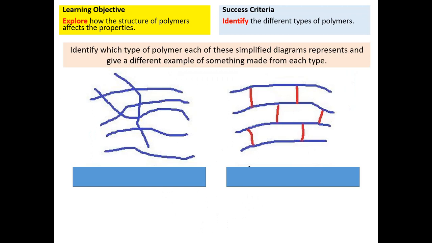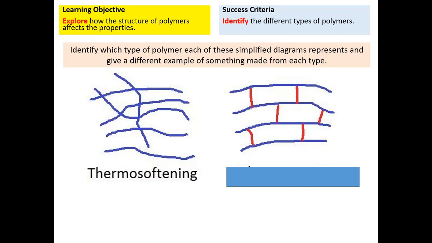Now, what I want you to do is think about these diagrams. These are very simplified versions of the other diagrams, and sometimes you just see each polymer drawn in this way. They're just drawn like long threads to represent the polymer chains. Some are attached, some aren't. So what I want you to do is copy the diagrams and name which type is which, and then give an example of something else that we've not talked about that might be made out of each of these polymers. So pause the video and stop it when you're ready to go through it.